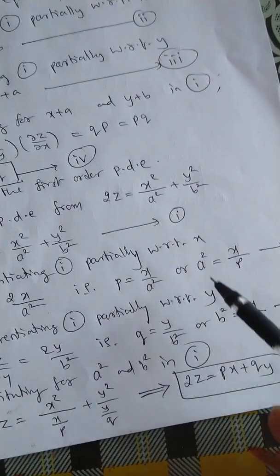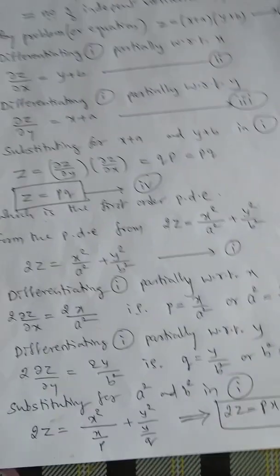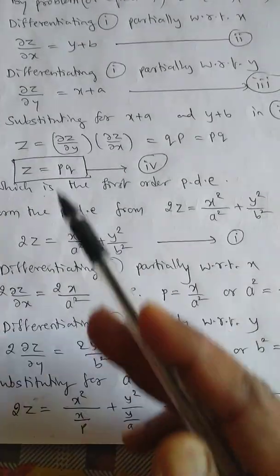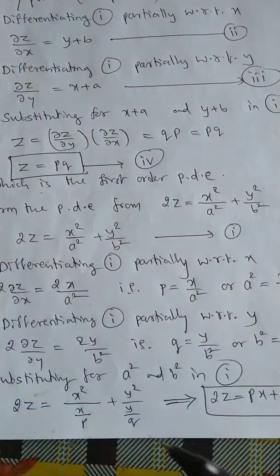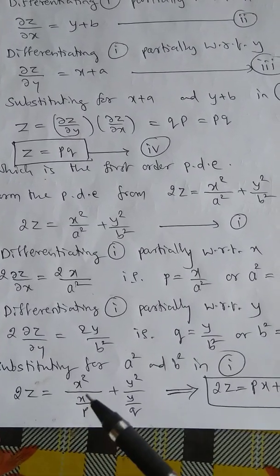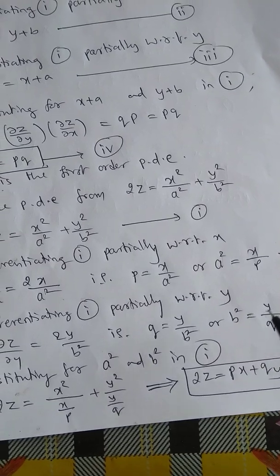So substituting for a square and b square in the equation, we have 2z is equal to x square divided by a square, that is a square is x by p, and b square is y by q.